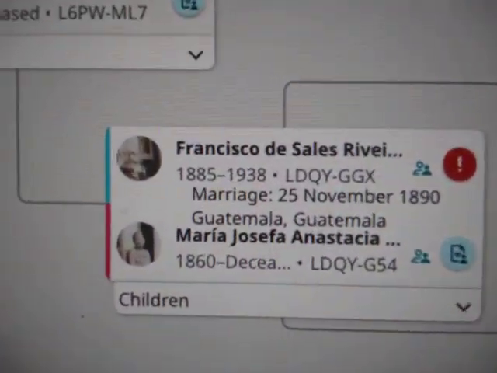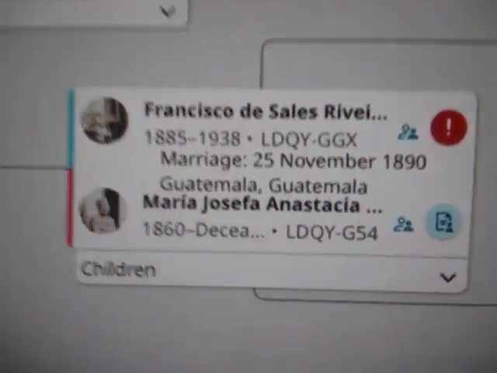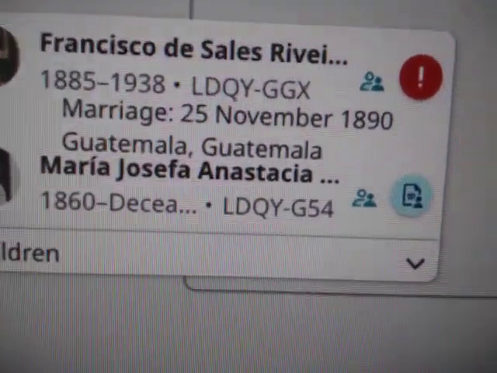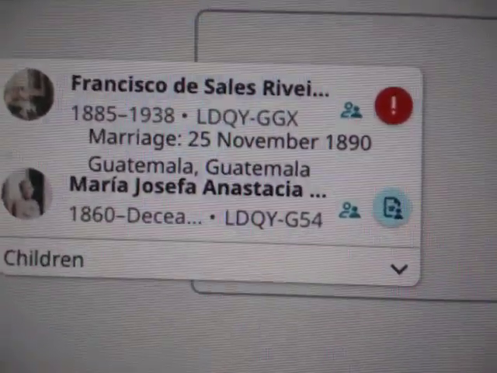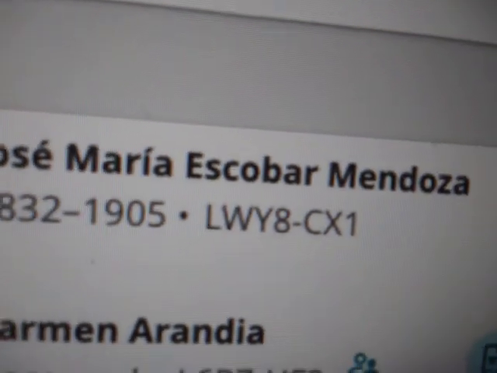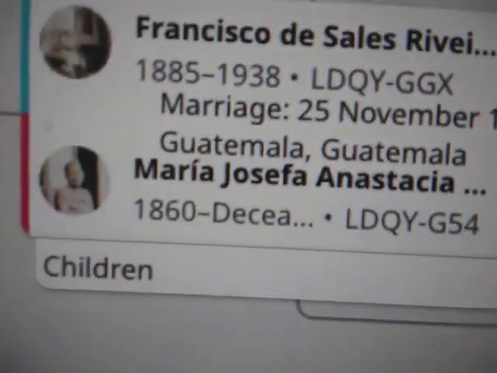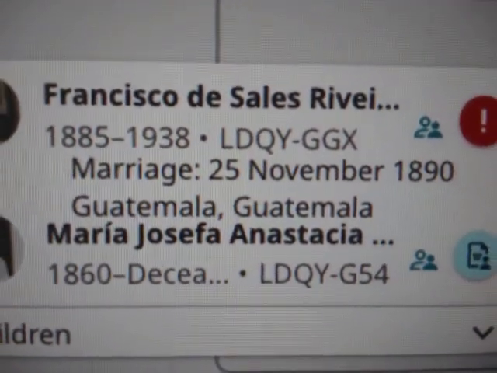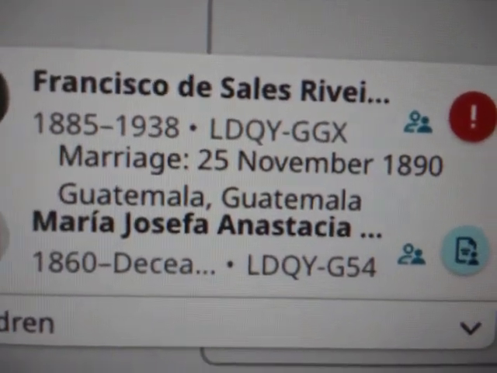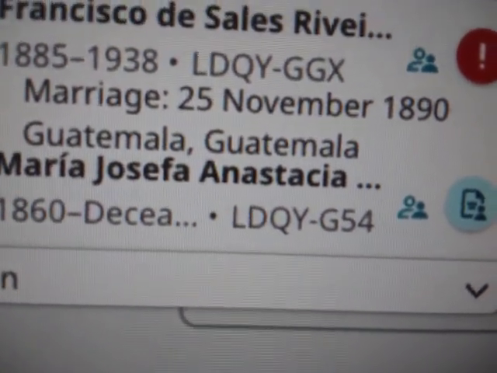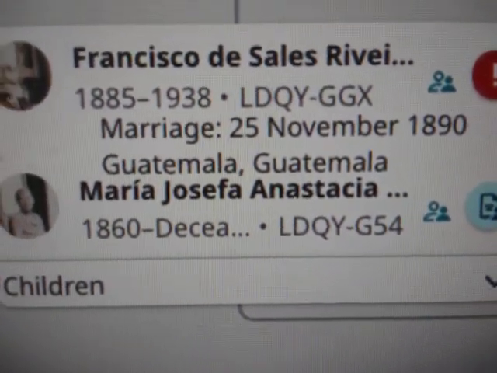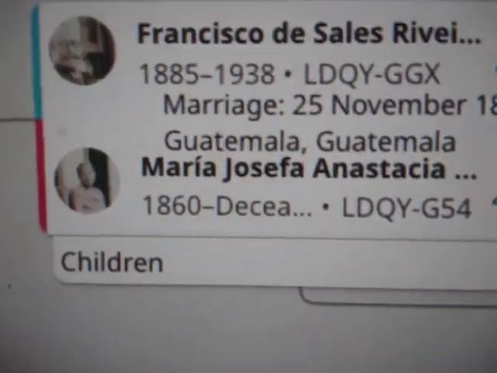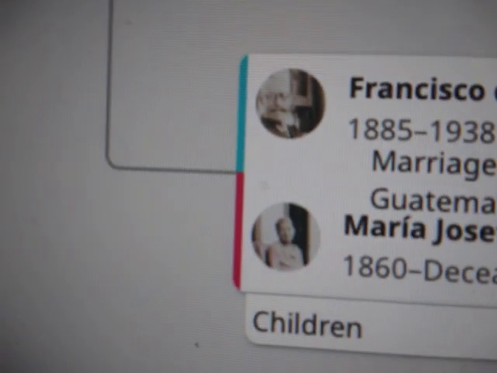Okay, so that's the deal. That's where the history gets a little bit more complete. Now her parents, Francisco de Sales Riveiro and Maria Josefa Anastasia. It's a great name. And I think her last name is Escobar? Escobar. Okay, so now look at this. 1885 to 1938. Their marriage was November the 25th, 1890. Guatemala. Maria Josefa is 1860 until death. And that's it. Our family has this picture.